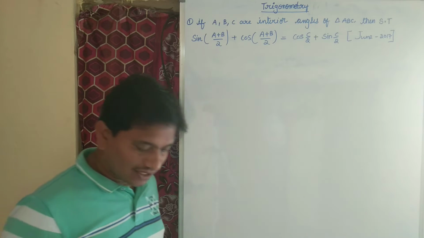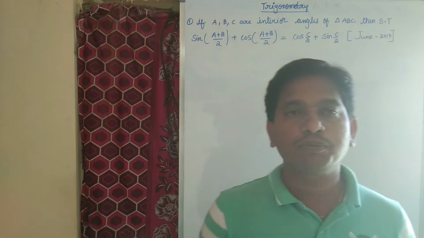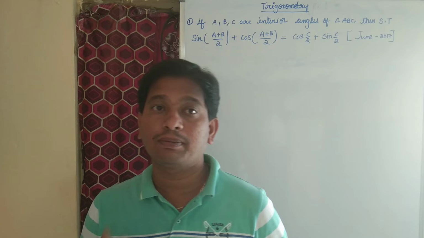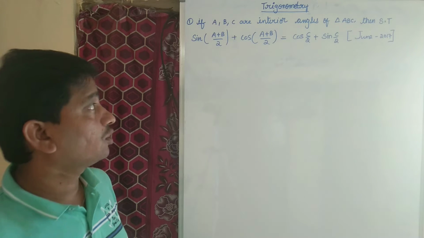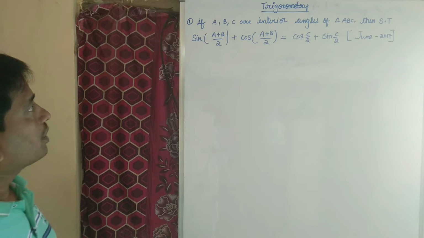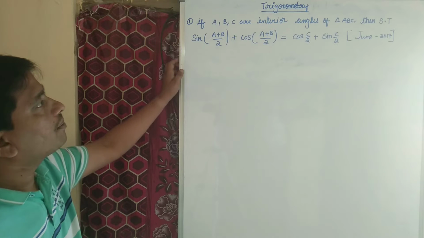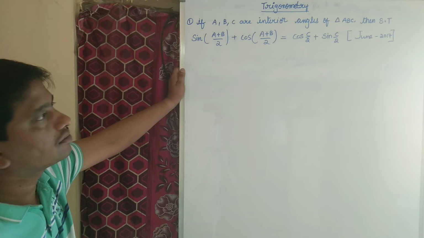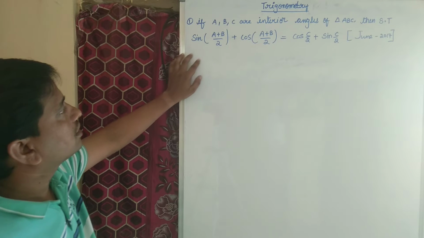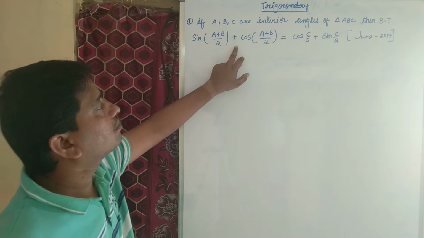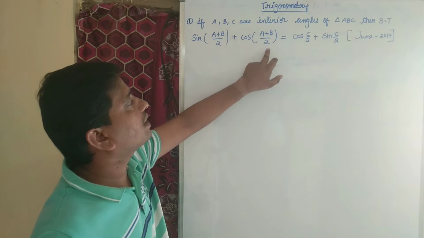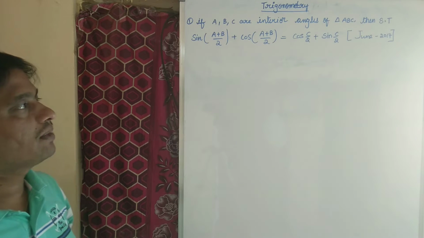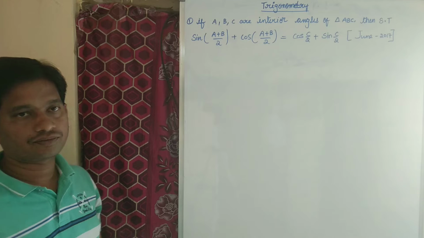In this session, let us discuss one of the most important problems given in the previous year public examination questions from the chapter trigonometry. Coming to question number 1: if A, B, C are interior angles of triangle ABC, then show that sin of (A+B)/2 plus cos of (A+B)/2 equal to cos C/2 plus sin C/2.